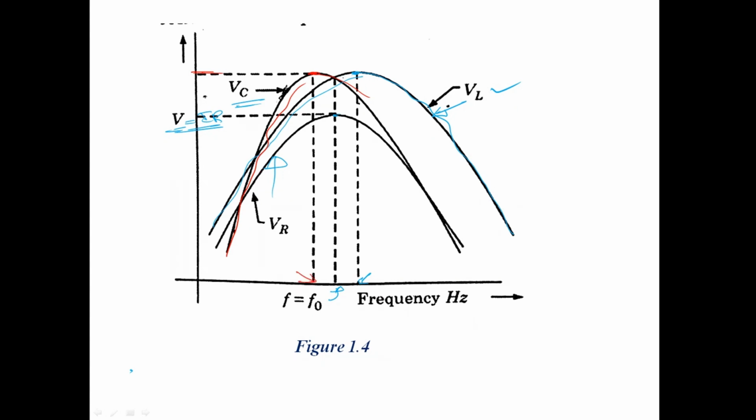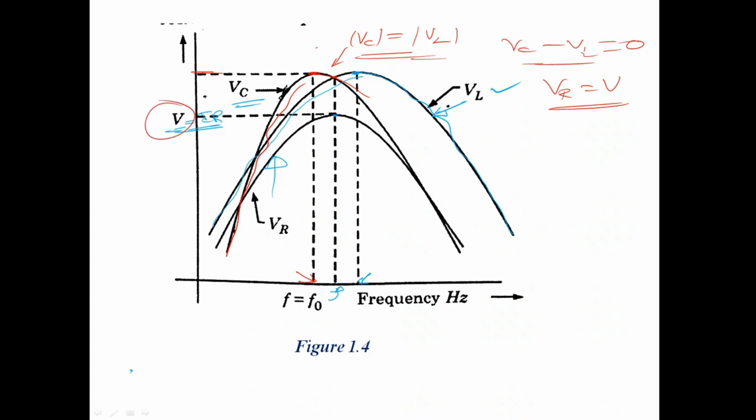Now, if you look at that, at resonant frequency, both the voltage magnitudes, mod of VC and VL, are the same. But they are of opposite sign. Therefore, the net voltage VC minus VL becomes 0 at this point. And that is why VR is equal to the total applied voltage. This is the applied voltage, right? Because of this fact. Now, let us find out the frequency at which VL is maximum.